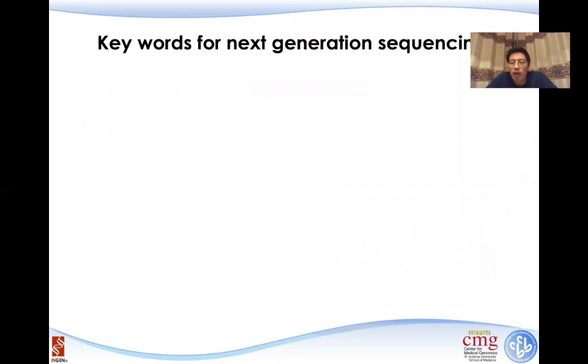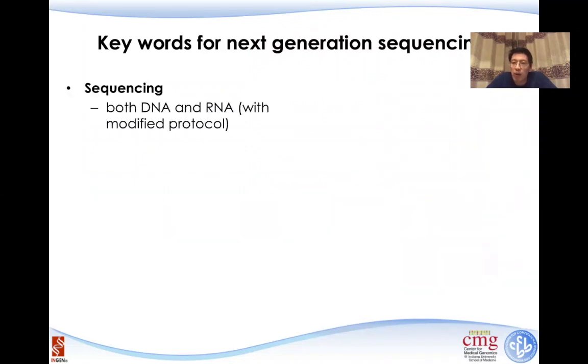There are several keywords about next generation sequencing technology. So the first keyword is sequencing. It can sequence both DNA and RNA. Actually, most of the sequencing platforms sequence DNA only, but some of them will sequence the RNA molecule directly.